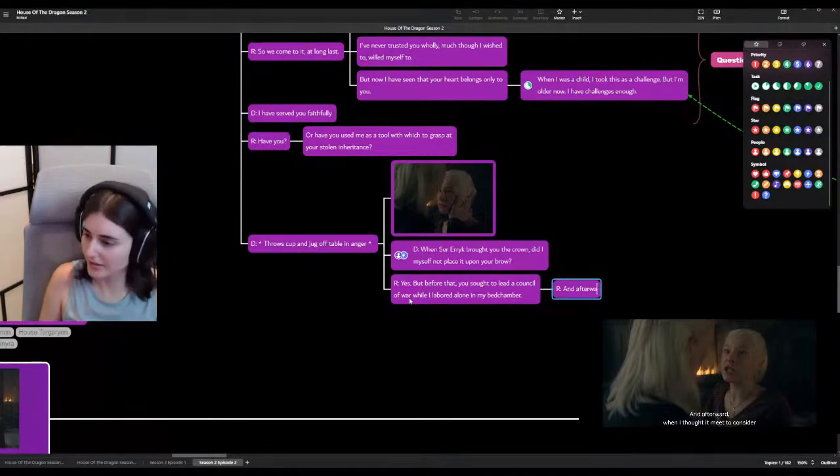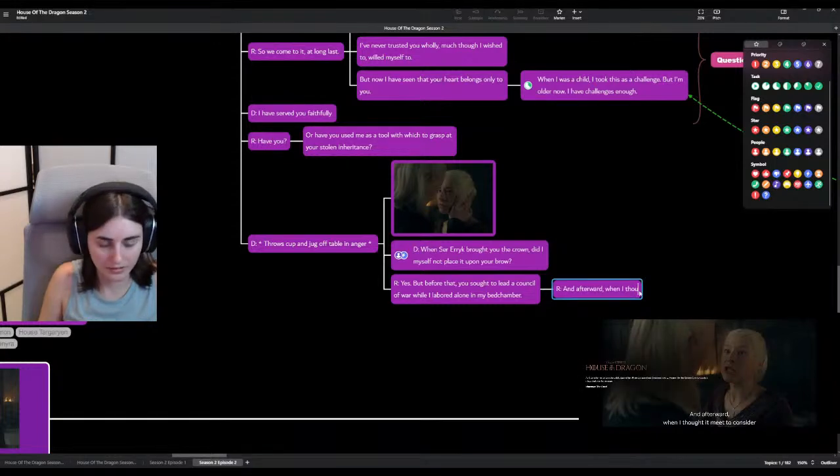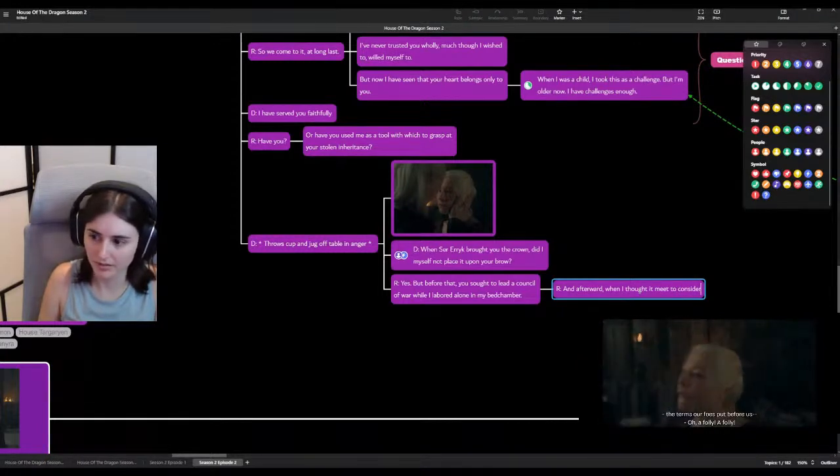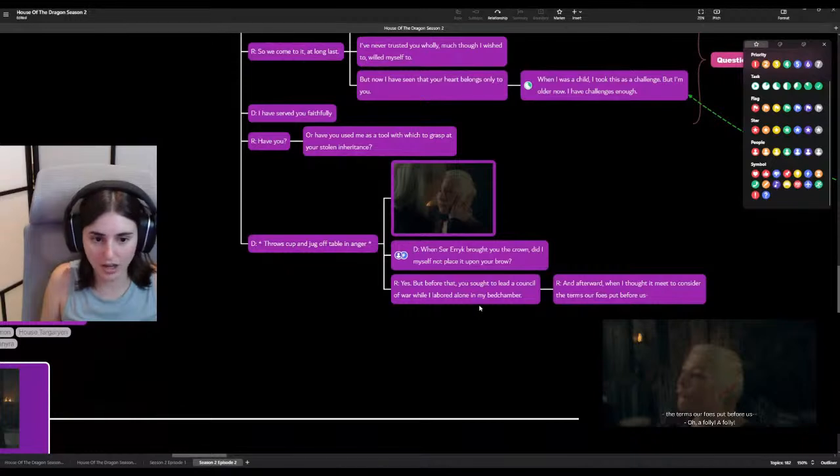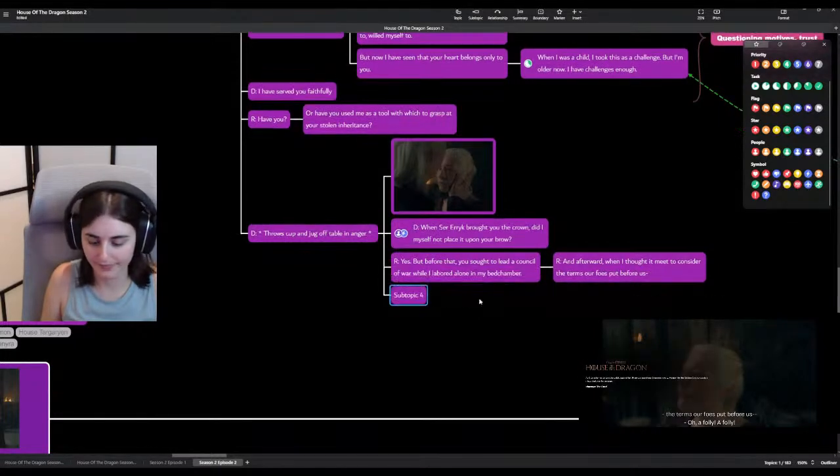"And afterward, when I thought it meet to consider the terms, the terms are first put before us. Then he goes, 'Ah, folly!'" Oh my goodness.